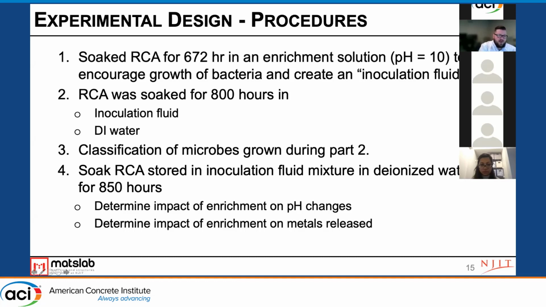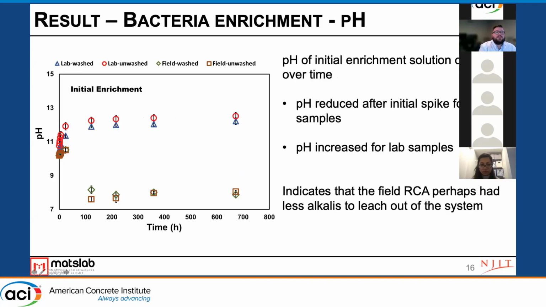We classified our microbes, and then we took the inoculated RCA, so RCA that had been soaked in that inoculation fluid, and soaked that again in deionized water to see if inoculating that RCA would help us to impact the pH changes on the system. And we also looked at the metals that might have been released during that process.